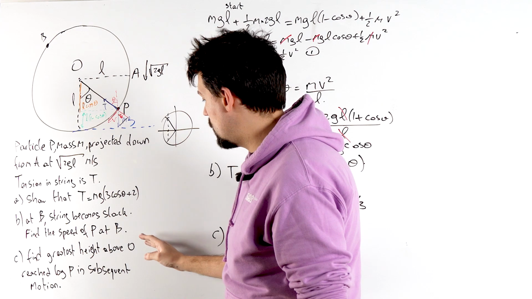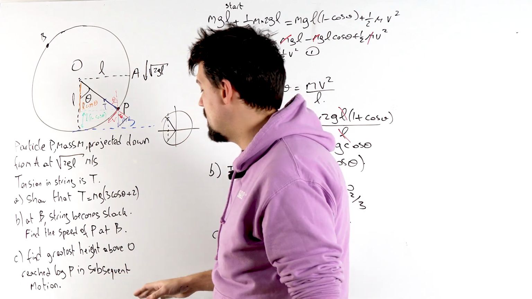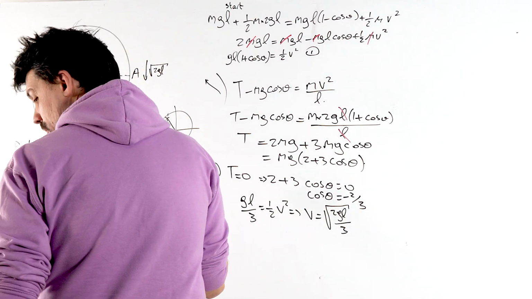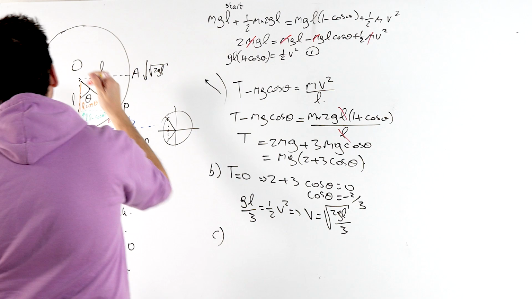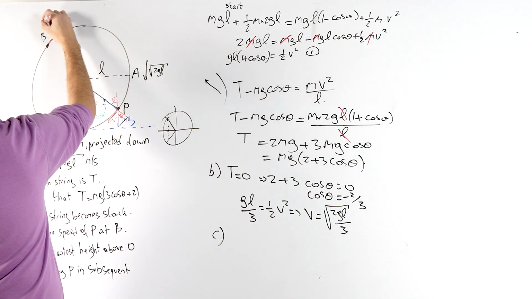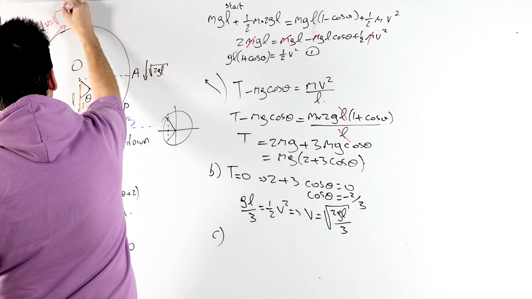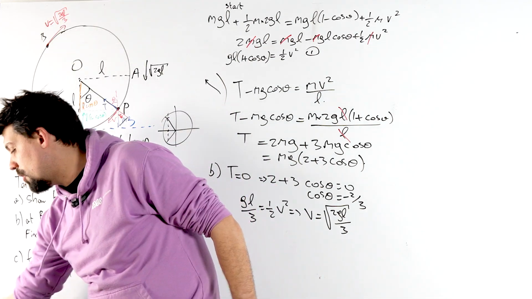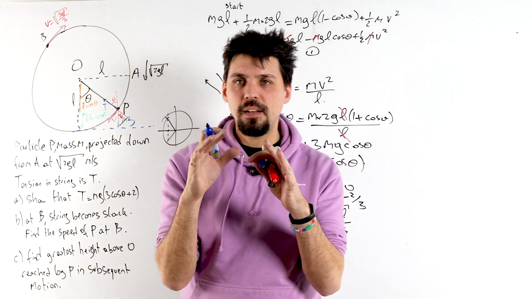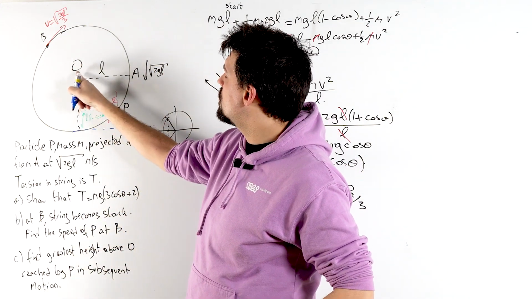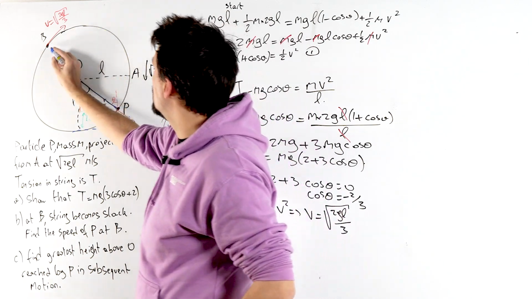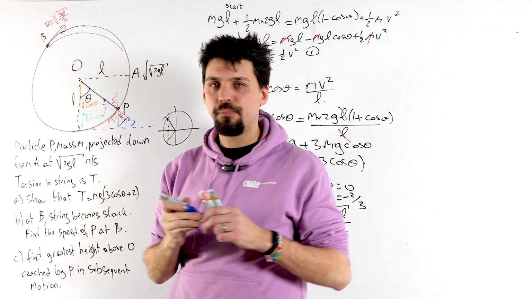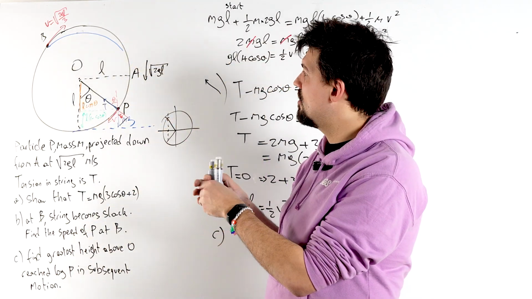Find the greatest height above 0 reached by P in the subsequent motion. Actually, let's have that here. So V is root 2GL over 3. Is that correct? Yes. My little crib notes. Now, what's going to happen in this subsequent motion? The string is slack, which means we are closer to the center than we are to the circle. So we're going to get basically some projectile motion.